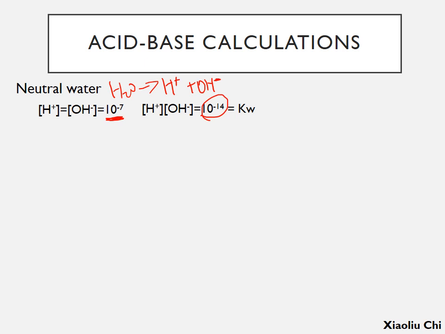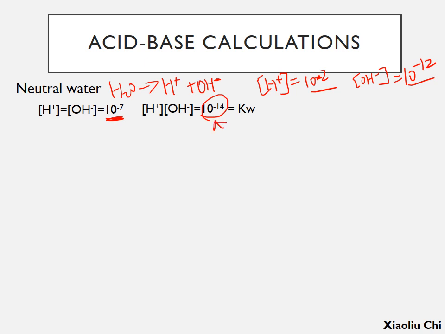It's a constant that applies to even a non-pure water. For example, in a non-pure water, hydrogen ion and hydroxide ion may be different. Suppose we have hydrogen ion 10 to the minus 2. Then the hydroxide ion must be 10 to the minus 12 because the product is 10 to the minus 14.